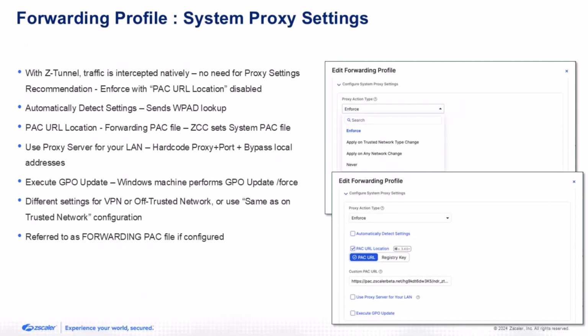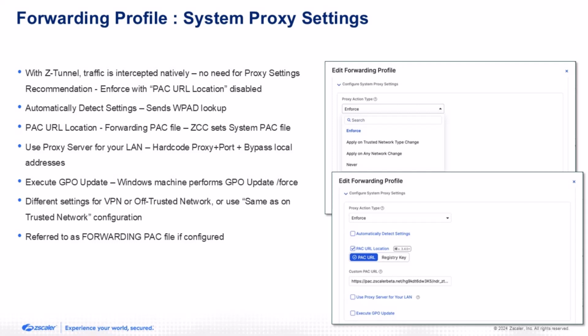Within the system proxy settings, you can control how the browser, or more specifically the system, receives proxy settings. So if you're migrating from an on-premise proxy, you will already have a proxy setting set within the browser or within the system. With a tunnel mode, there is no need to have these proxy settings. Additional capabilities are automatically detect settings. So the client sends a WPAD lookup looking for a proxy automatic configuration script. You can configure explicitly the automatic configuration script. This is what we refer to as a forwarding PAC file.